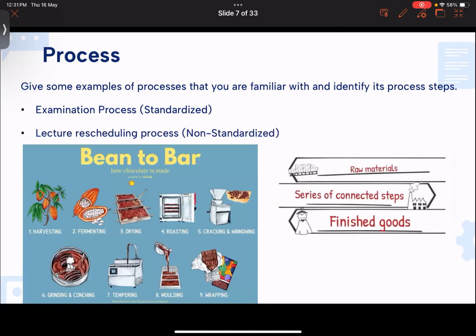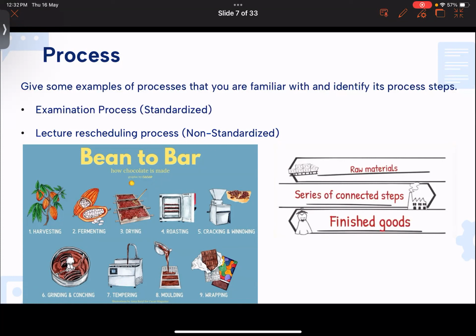Okay, so the other one is the lecture rescheduling process. For example, lecture rescheduling is usually done by a lecturer. For that particular process, there is no standardized process. So what we are going to do is look at the timetable that has been shared by the dean's office, identify whether there are any time slots, and then go to the dean's office and make the booking or rescheduling of the particular lecture.